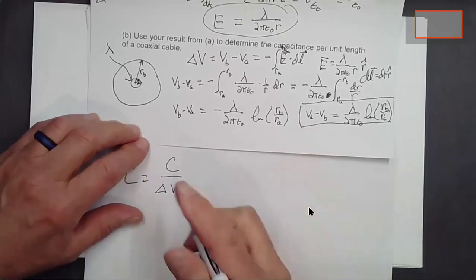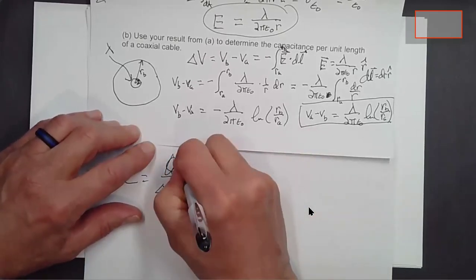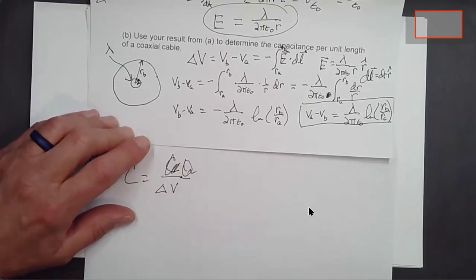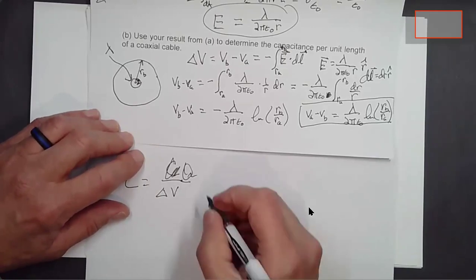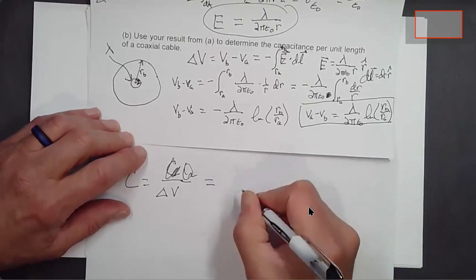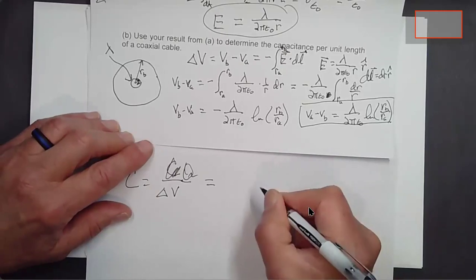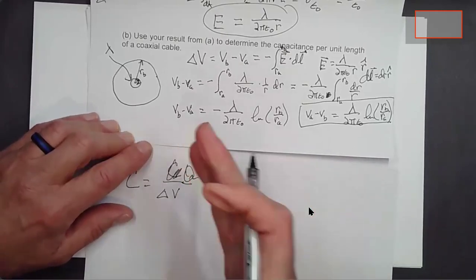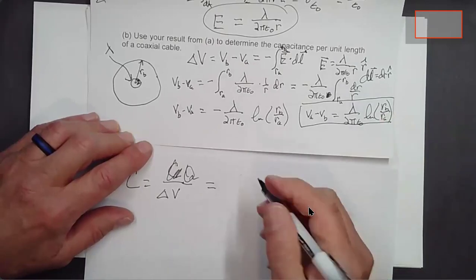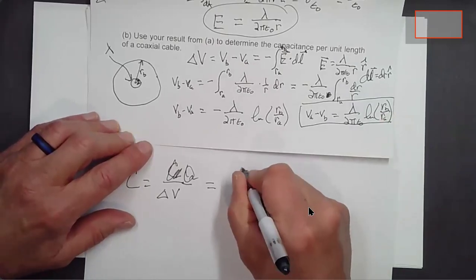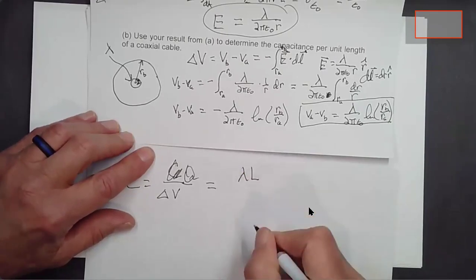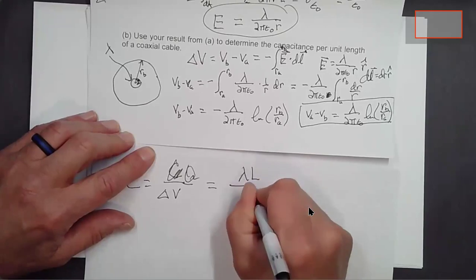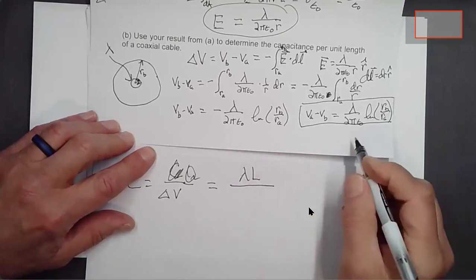Okay, well, whoops, I should have had a Q on top. No, it's C for capacitance, Q over delta V. Well, the charge on something like this would depend on its length, so let's just consider some chunk of the cable. The charge would be lambda times L, the charge per unit length, times the length of whatever it is that we have, and we divide by the delta V.